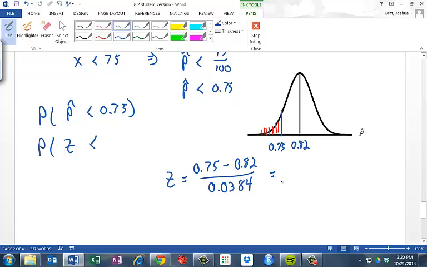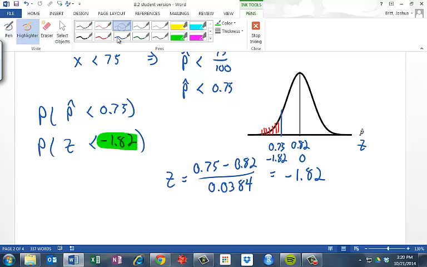So we get minus 1.82. So this becomes 0. The axis becomes sort of a z-axis here. And the 0.75 becomes minus 1.82. All right, so now we just look this value up here in the table, minus 1.82, and we get 0.0344.